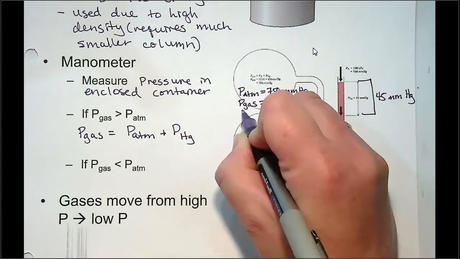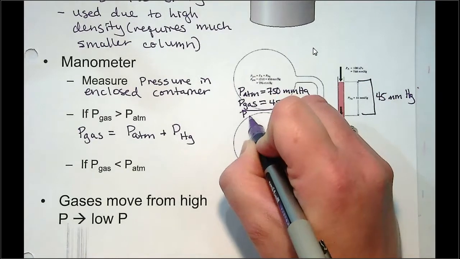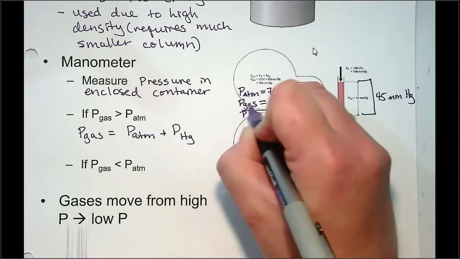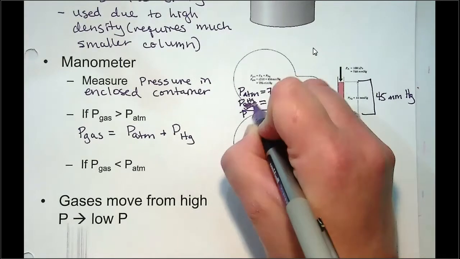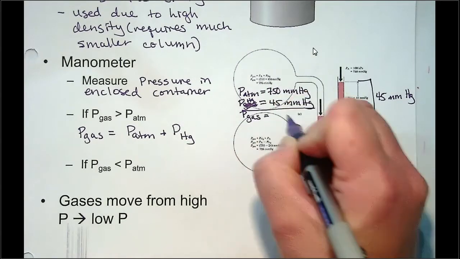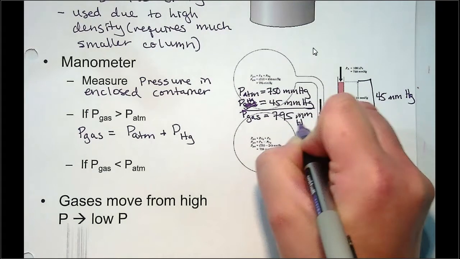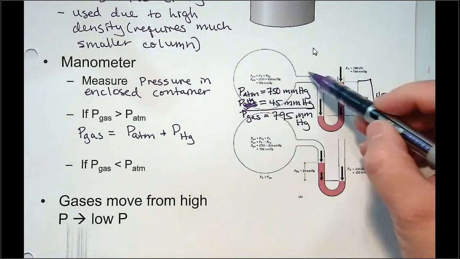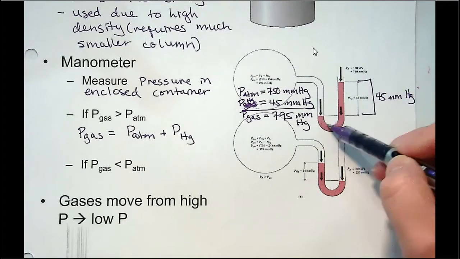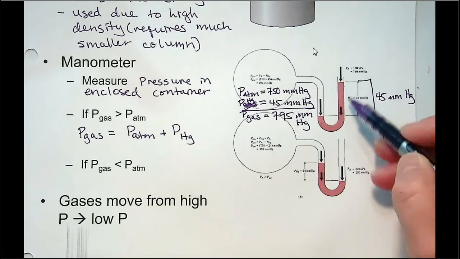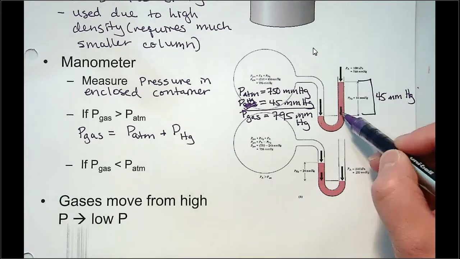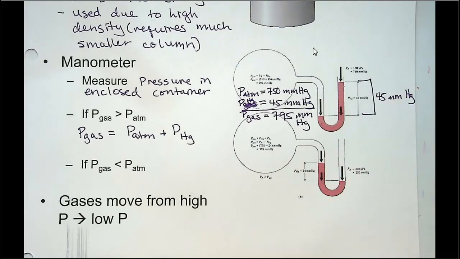So the total pressure of the gas would be the sum, so 795 millimeters of mercury. Okay, so the pressure of the gas exerts a force on the mercury and pushes it out of the tube. So this height of the mercury is 45 millimeters of mercury.